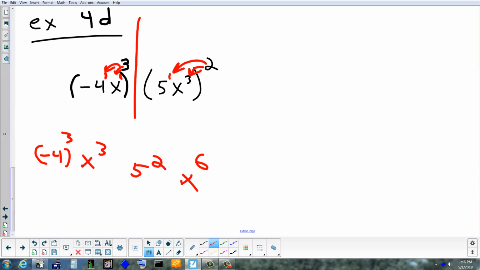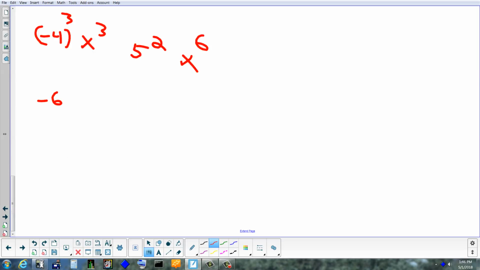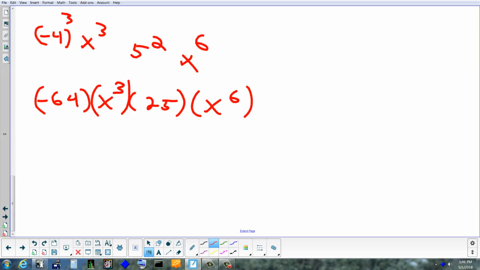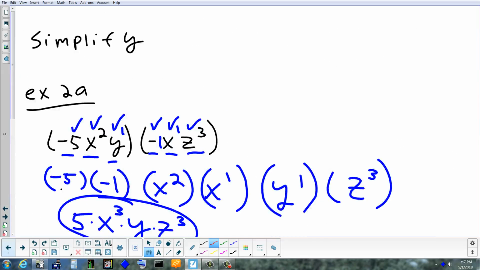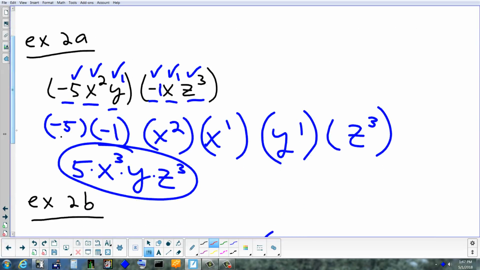Now, we did this earlier. What was negative 4 cubed? Negative 64. Negative 64, x to the third. What's 5 to the second power? 25. 25, x to the sixth. Look at what I have right here. Oh, I didn't multiply the negative 64 and 25. So this is exactly like this. You have x's, y's, and numbers.